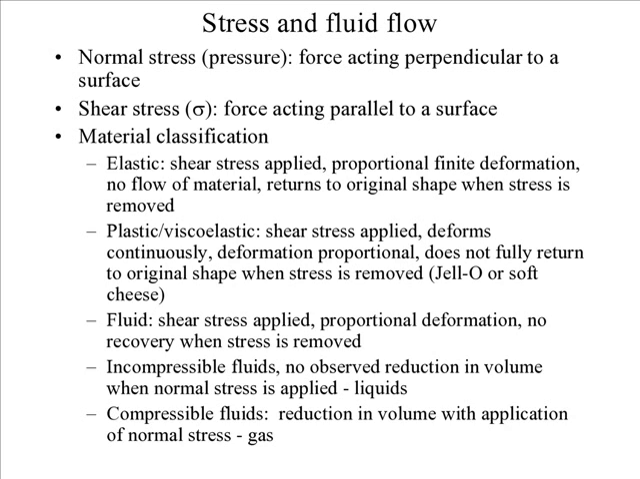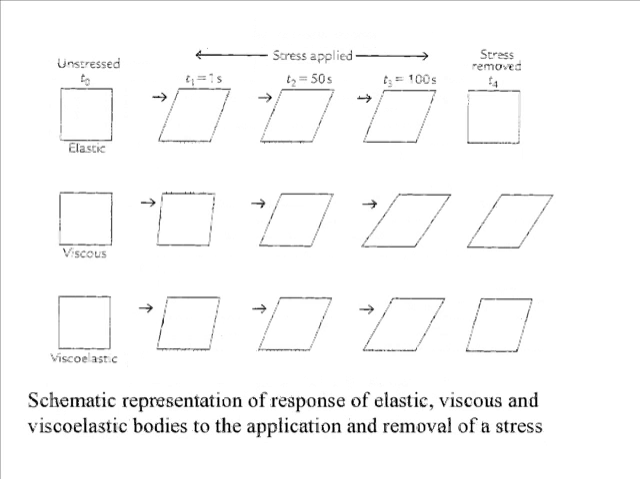Here we have a schematic representation of the response of elastic, viscous, and viscoelastic bodies to the application and removal of a stress. When you see the unstressed, they're all pretty much blocks or cubes. You have the stress that's applied, and you can see in the last column, the elastic, when the stress is removed, returns back to its original shape, which you see in the first column. A viscous material doesn't return at all past where it was actually stressed. However, with a viscoelastic material, you can see that it actually comes back somewhat, but never regains its original shape as shown in the first column.